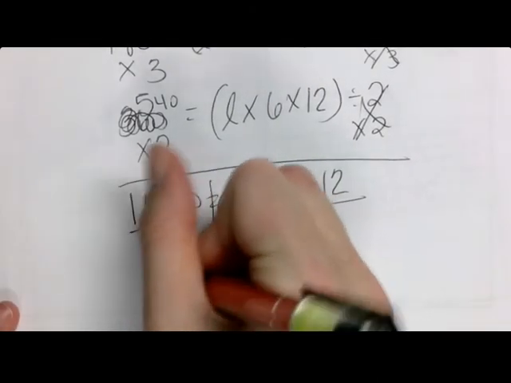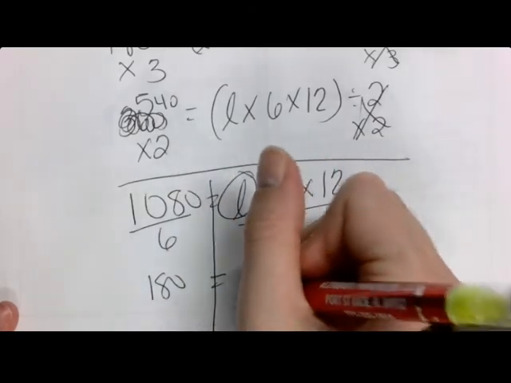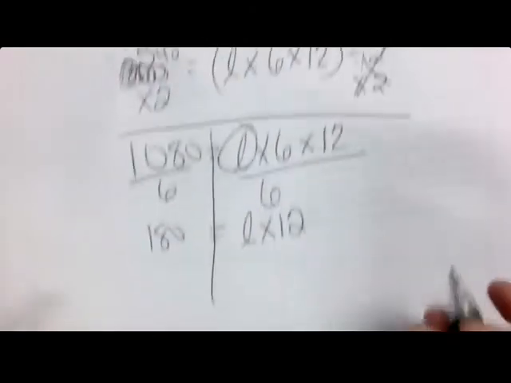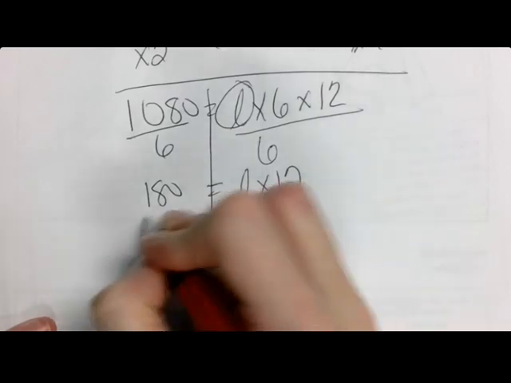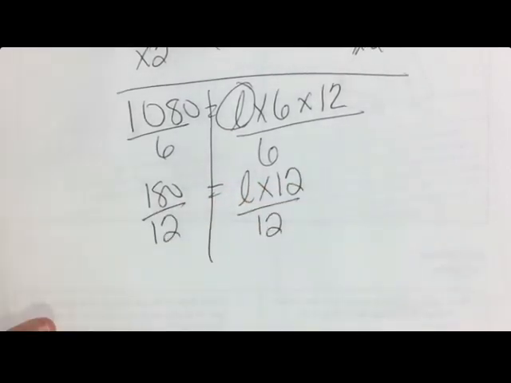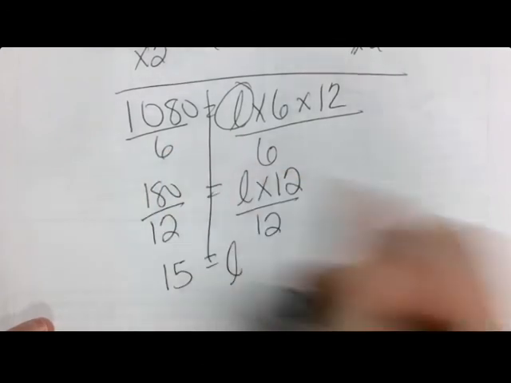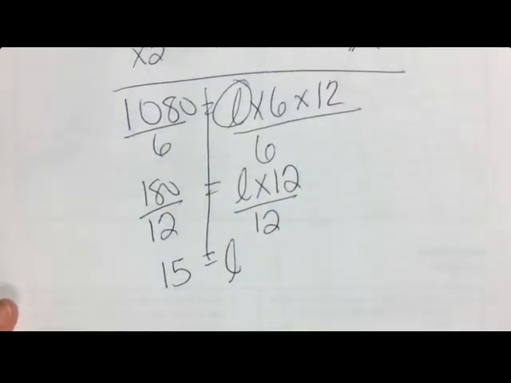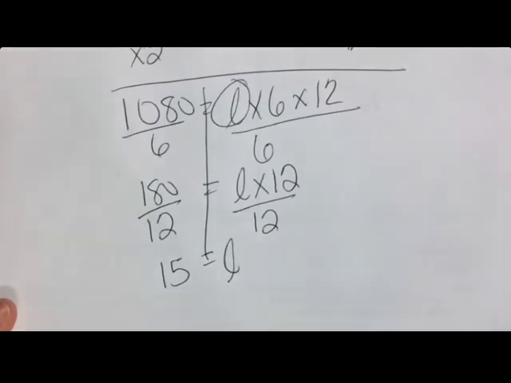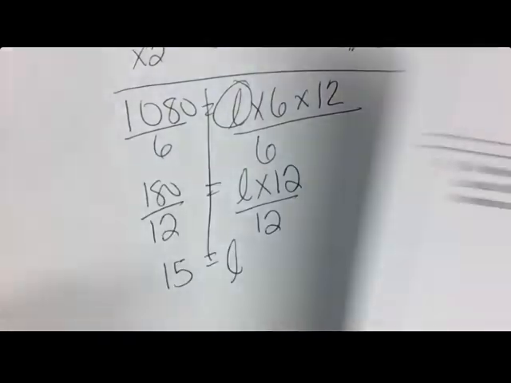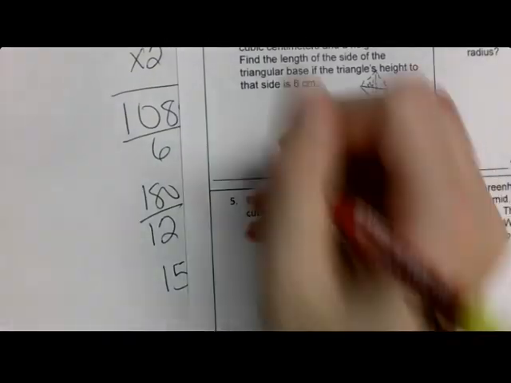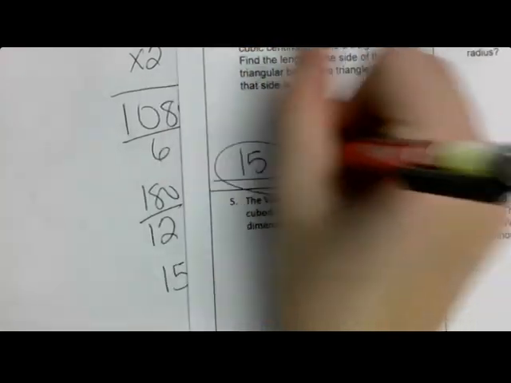That gives me 180 equals L times 12. So we can divide each side by 12. And we get the length is 15. Okay? The length is 15. So if I go back to my actual paper, this is going to be 15 centimeters.